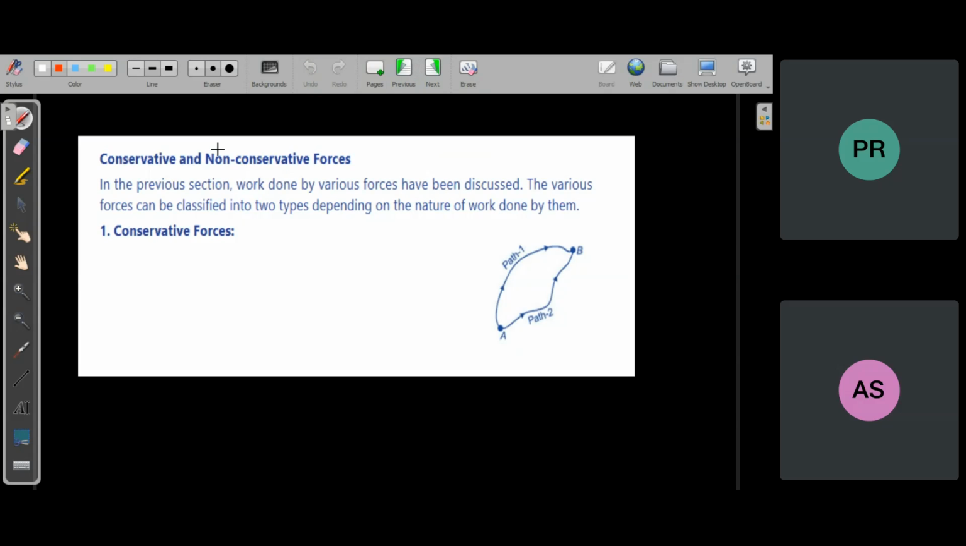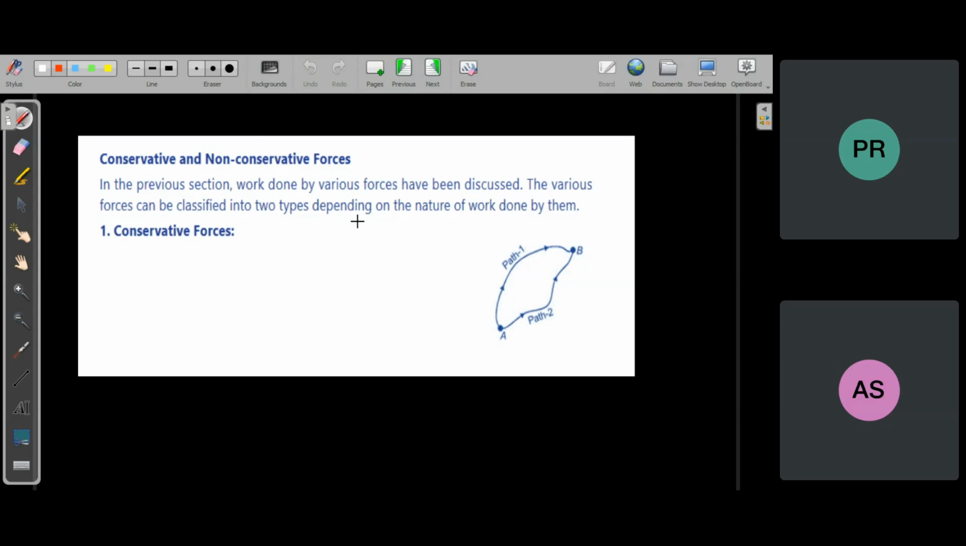Okay. So now we are going to the next topic, that is conservative and non-conservative forces. You have to understand that those types of forces are called conservative if the work done by that force is independent of the path, does not depend on the path.